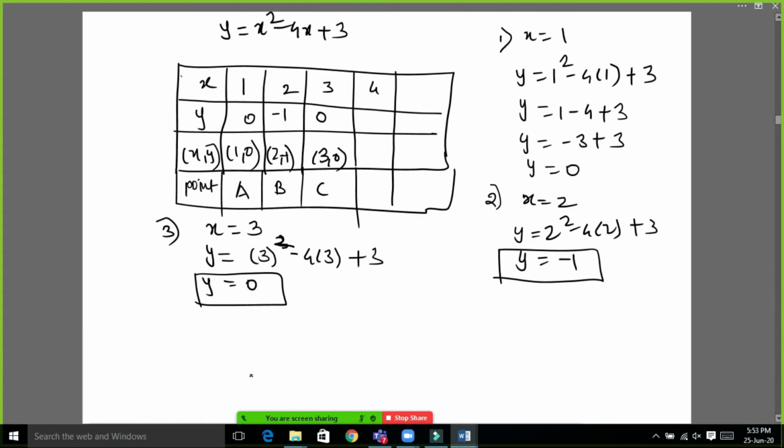So for the fourth value we consider x is equal to 4. So y is equal to 4 square minus 4 into 4 plus 3. So y is equal to 16 minus 16, that is 0, 0 plus 3 is 3. So y is equal to 3. So when x is equal to 4, we get y is equal to 3. 4 comma 3 is the fourth point. Let it be represented by D. So up to 4 points it is sufficient.